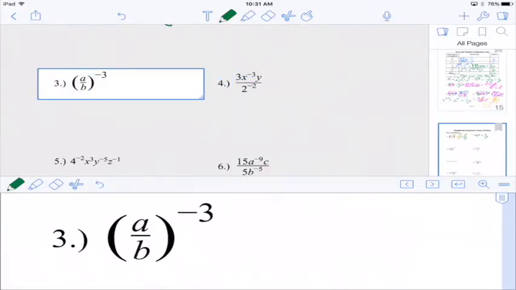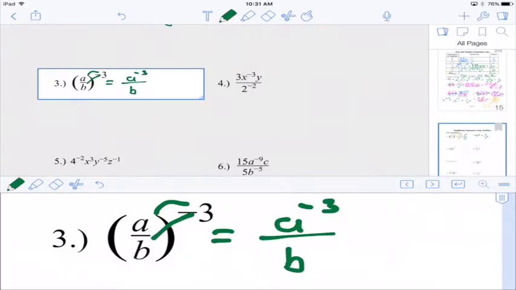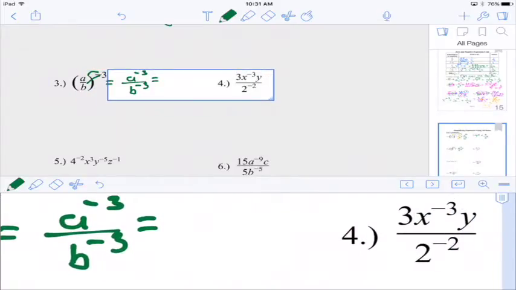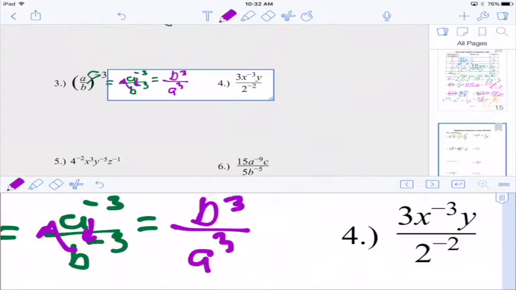Now on number 3, I have both. So I'm going to distribute this negative third power to everything. So a to the negative third over b to the negative third. Then all those negatives are going to flip over the fraction bar. So the b is going to come up, and the a is going to go down, so the a is now down here at positive third. The b is now up here at positive third.